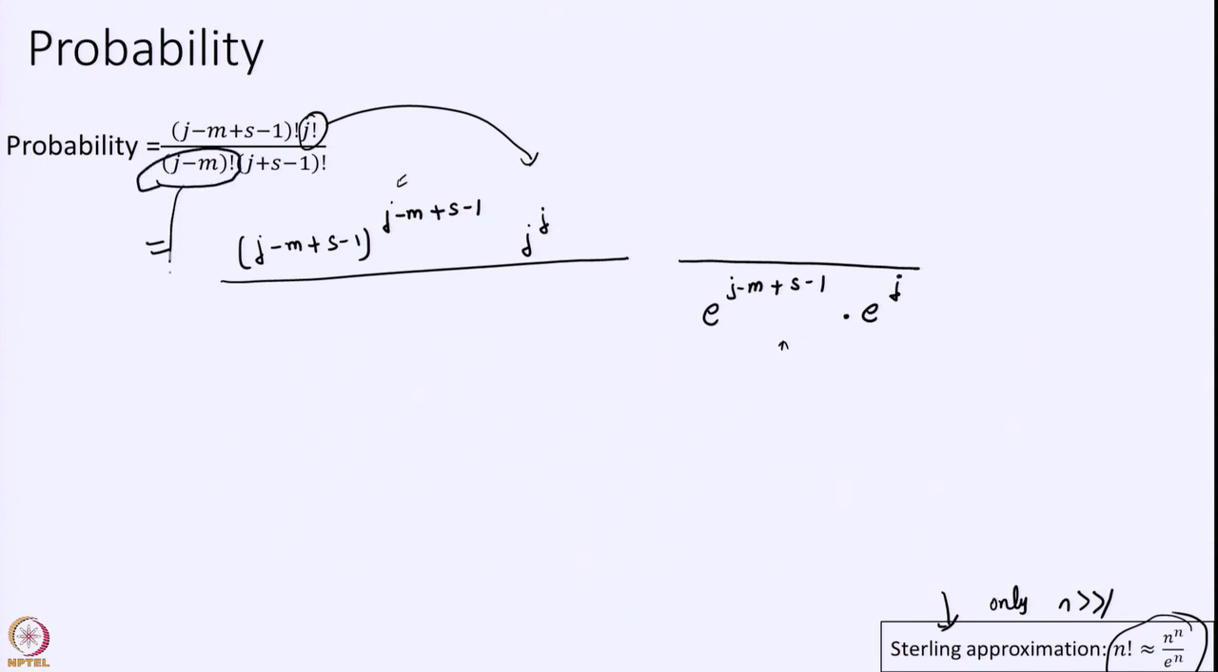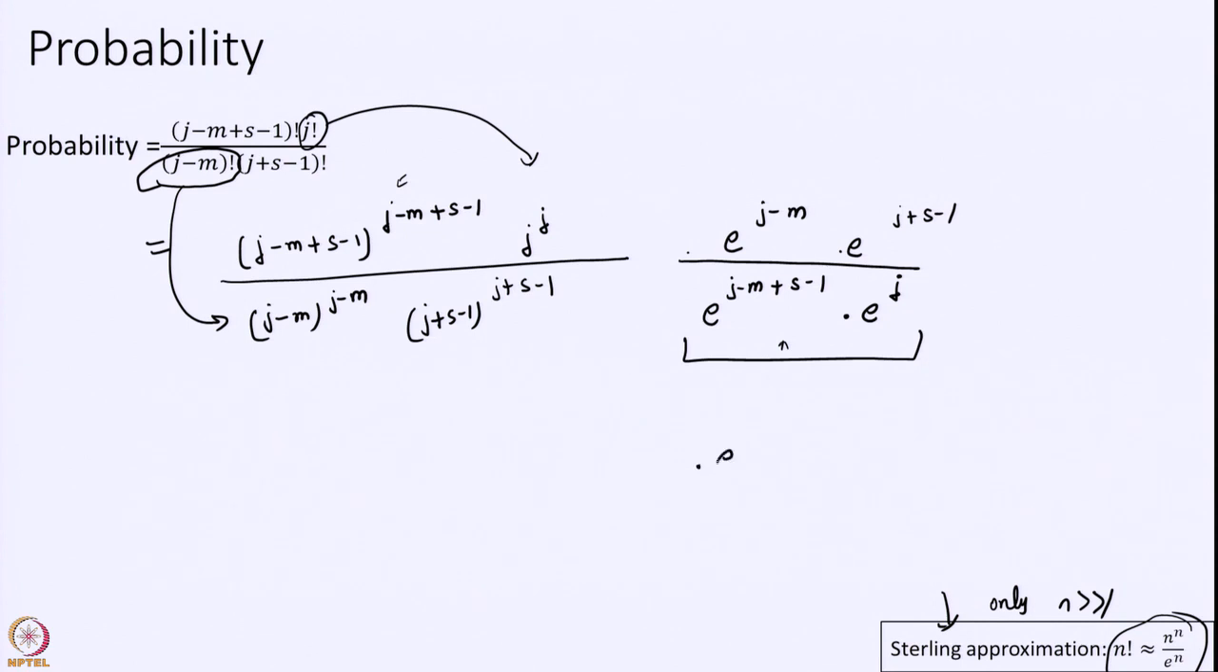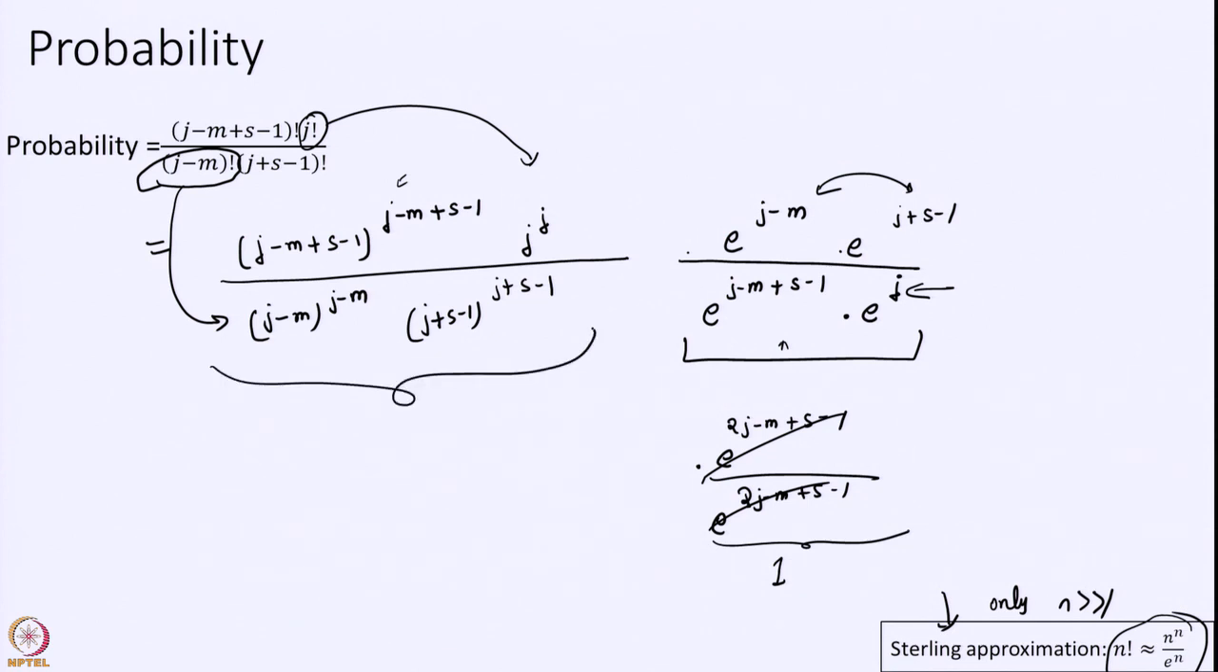j minus m factorial will give me j minus m to the power of j minus m into exponential of j minus m. j plus s minus 1 factorial now is j plus s minus 1 to the power of j plus s minus 1 into e to the power of j plus s minus 1. Okay. Let us look at the exponential part for a moment. This is equal to e to the power of j minus m, 2j minus m plus s minus 1. I am adding these two together. Divided by e to the power of 2j minus m plus s minus 1. I am adding these two together in the denominator. Well, that is equal to 1. So, something good happened at least, and I am simply left with this term.